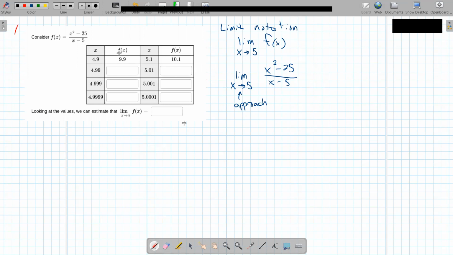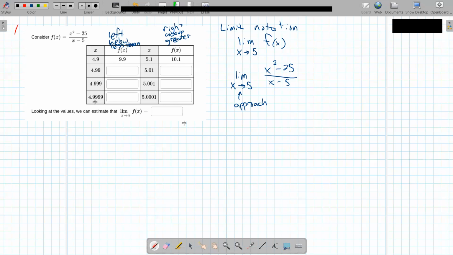I can approach 5 on the left side, right below. So here I am on the left side. I am below. I am less than 5. Or I could be on the other side of 5, right? I could be on the right side of 5. I could be above 5. I could be greater than 5. So there is notation for being on the left side or the right side, for being above or below.